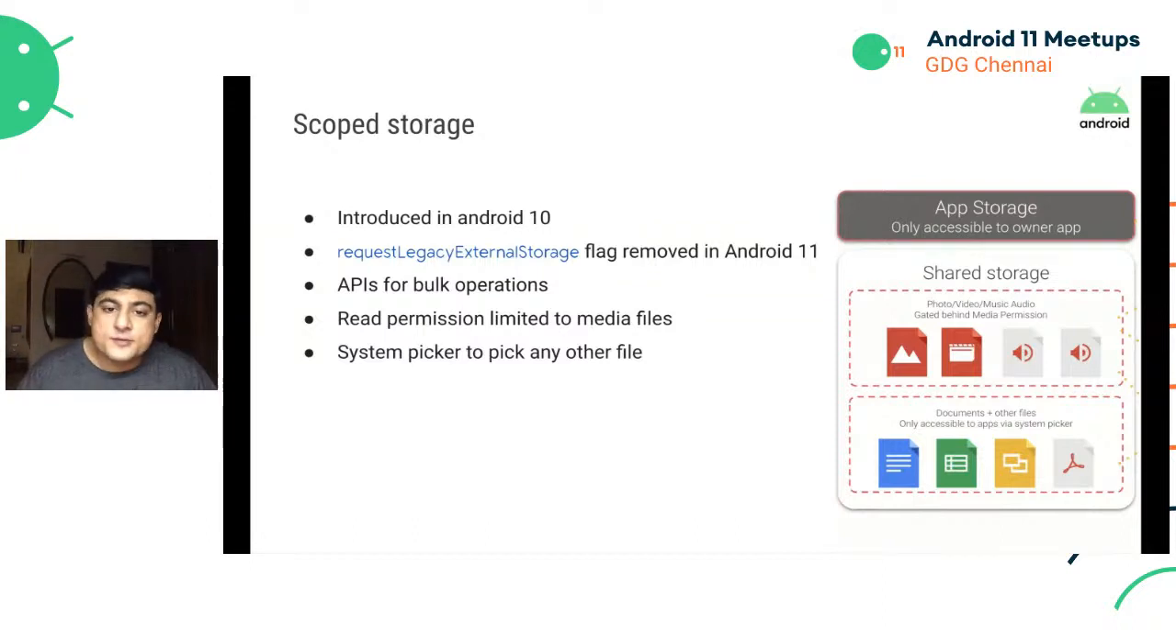For any other file in the file system, the application will have to let the user choose it using the system picker. The intention of doing this is to make sure that the app does not access any file without the user understanding or giving permission. If the user is choosing a file using the file picker and providing that to the app, then the user is automatically giving his or her consent, right? So that is something that we've introduced here. For any other file, use the system picker to pick it.